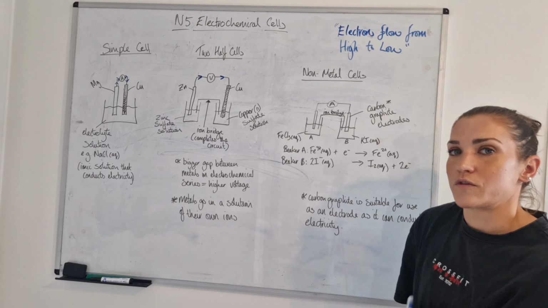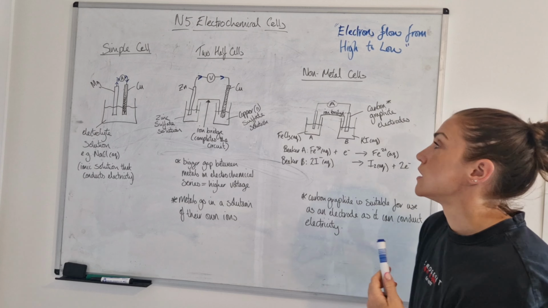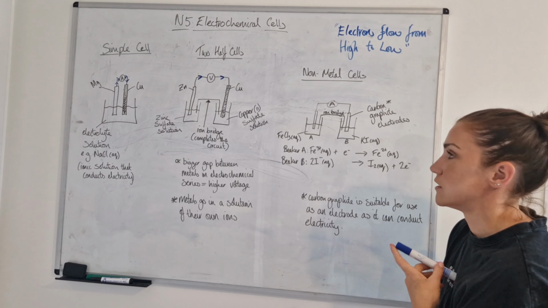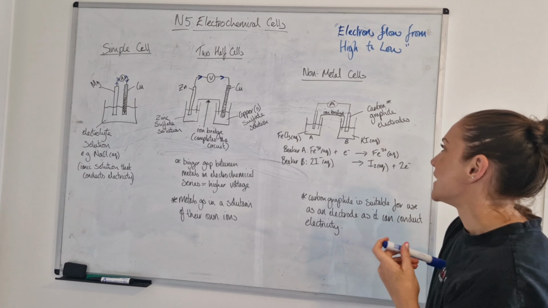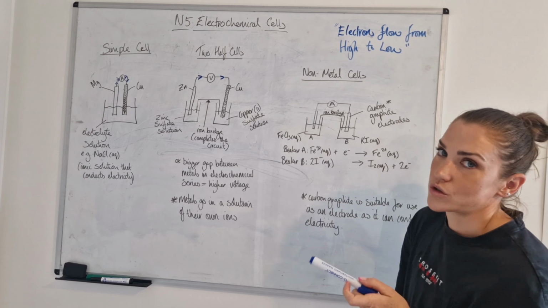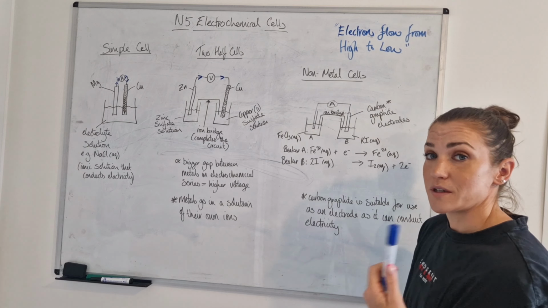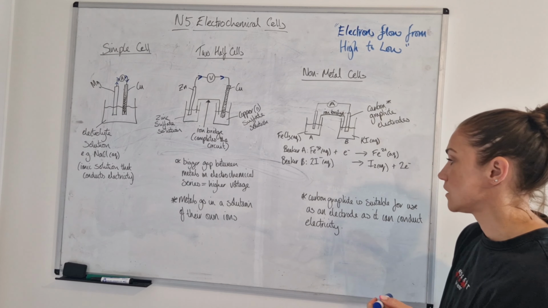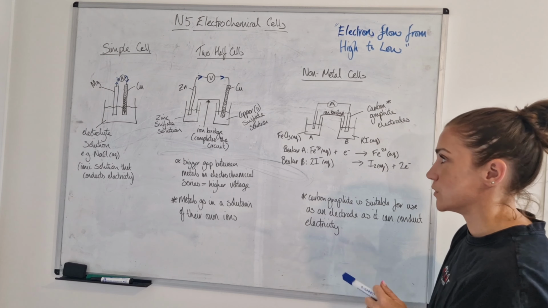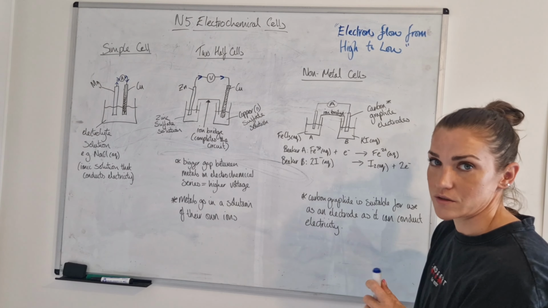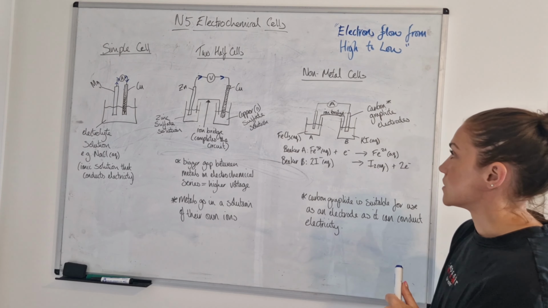So carbon in the form of graphite is the only non-metal substance that can conduct electricity, as far as you know at National 5. And at Higher you'll learn that water can also, but as far as National 5 chemistry goes, we only talk about carbon graphite being the only non-metal substance that can conduct electricity.